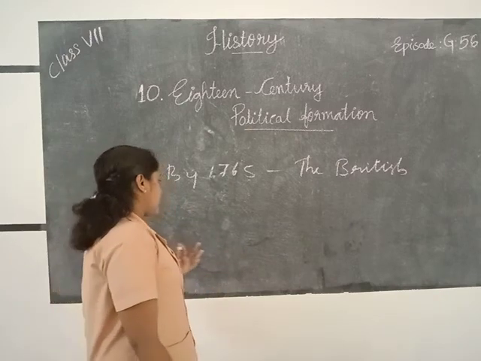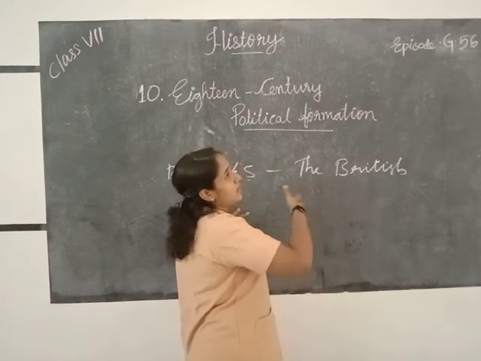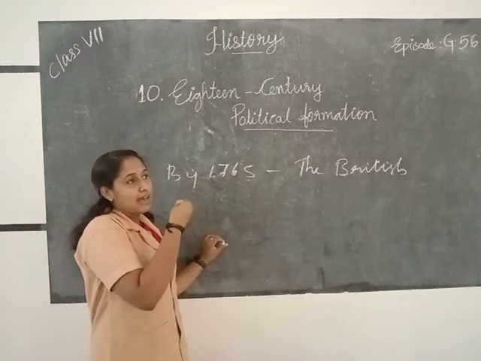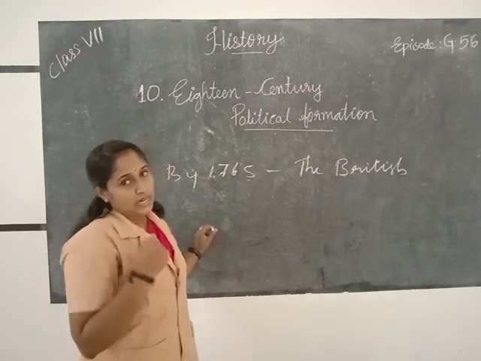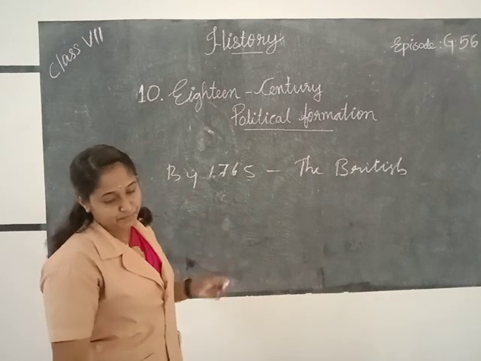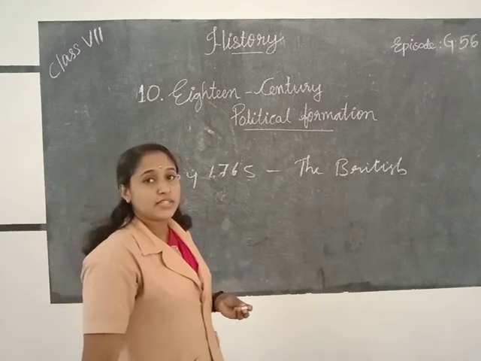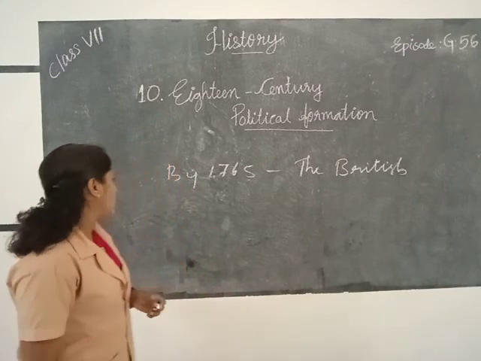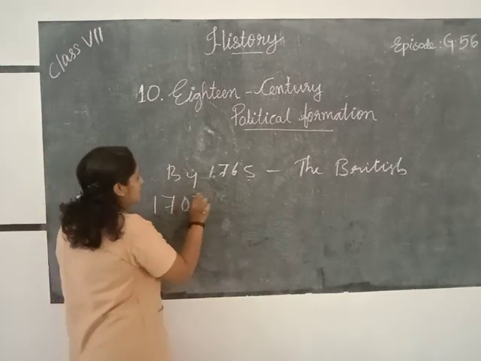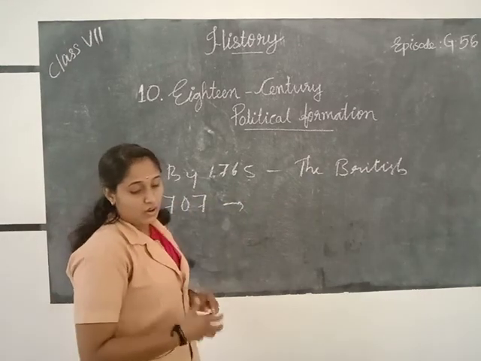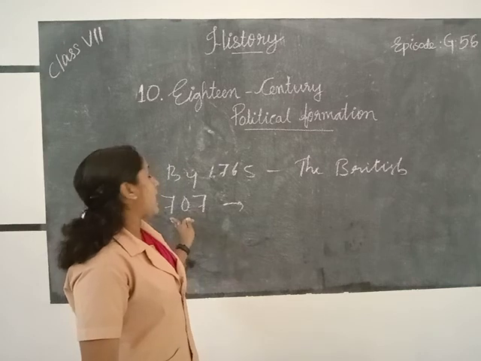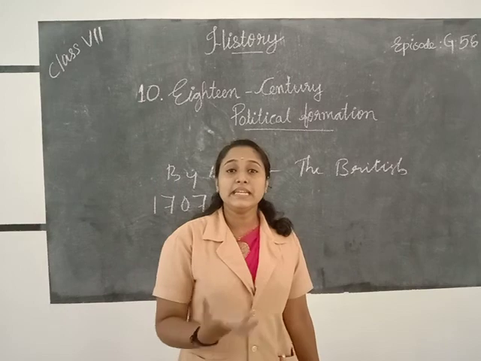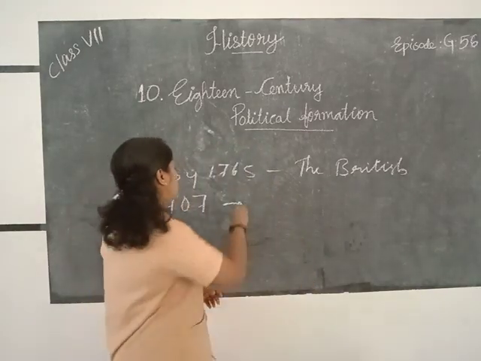And we also discussed the reason, because Aurangzeb was the last powerful leader in the Mughal empire. After his death in 1707, many new states emerged in India. So with Aurangzeb's death in 1707, new independent states, or new independent kingdoms, were formed in our country.